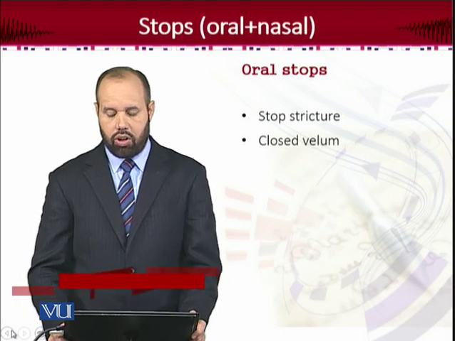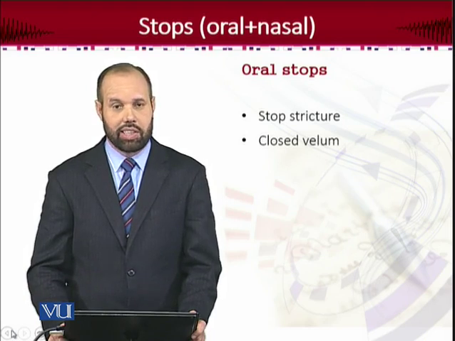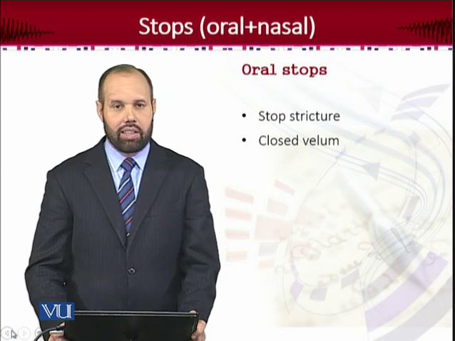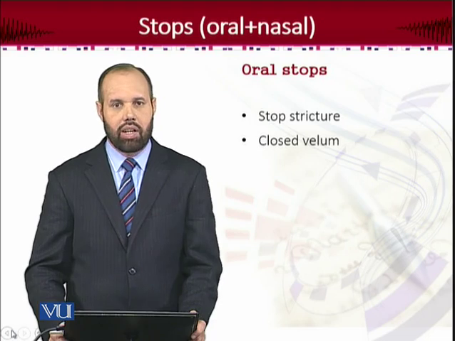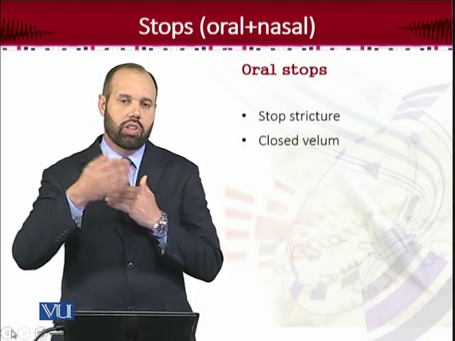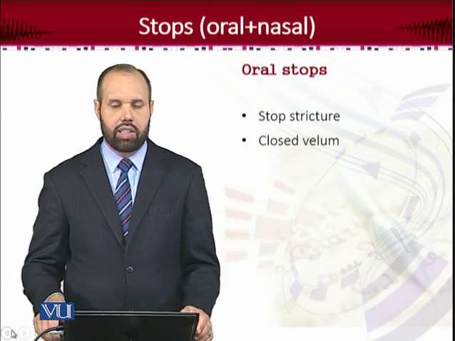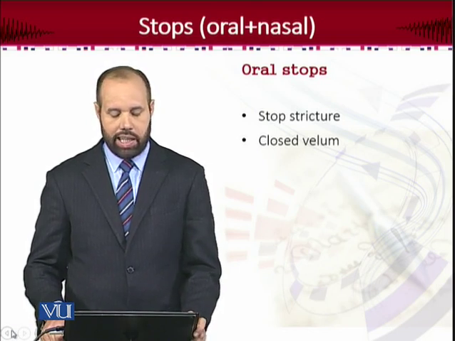In the case of oral stops, there is complete stoppage, and this is called stop stricture. The stricture is in the shape of blockage to the air passage. And the second distinguishable point for oral stops is that the velum is closed. By closed velum, I mean that the soft palate, the velum, is raised. So the air is stopped from going to the nasal cavity and goes through the oral cavity. That's why these sounds are called oral stops. So these two points distinguish them from nasal stops.